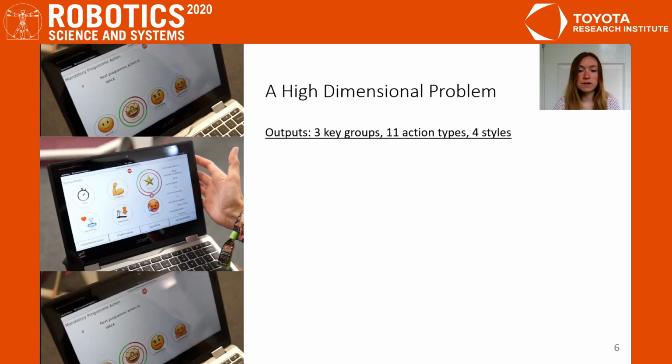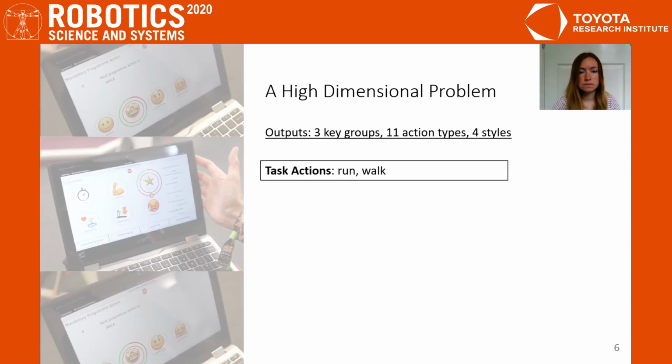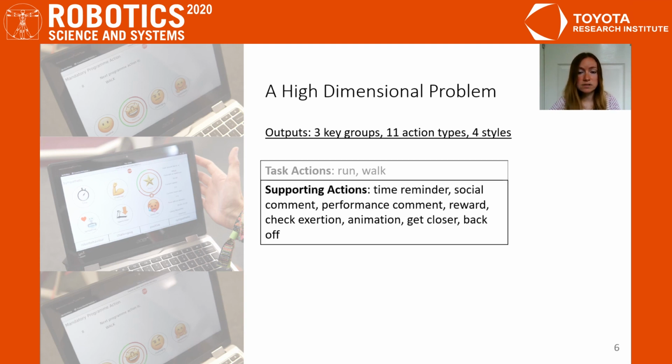We then identify 3 key types of output the robot should have. Task actions, so obviously in our case telling them whether to run or walk. Supporting actions, which is where much more of the social interaction comes in, so that could be giving encouragement, but it could also be checking how exerted they are, or maybe having a celebratory animation.